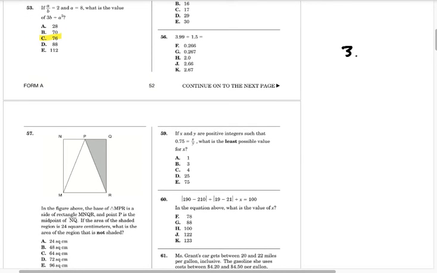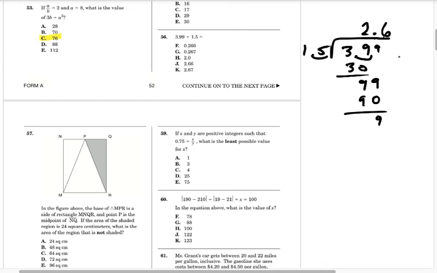All right, 56 here. 3.99 divided by 1.5. Let's see, we'll move the decimal one time, and we put it right up here. This goes in twice for 30. Have a 99 left over. That'll be 6 and 90. And another 90 again is 6, 2.66, which is answer J.